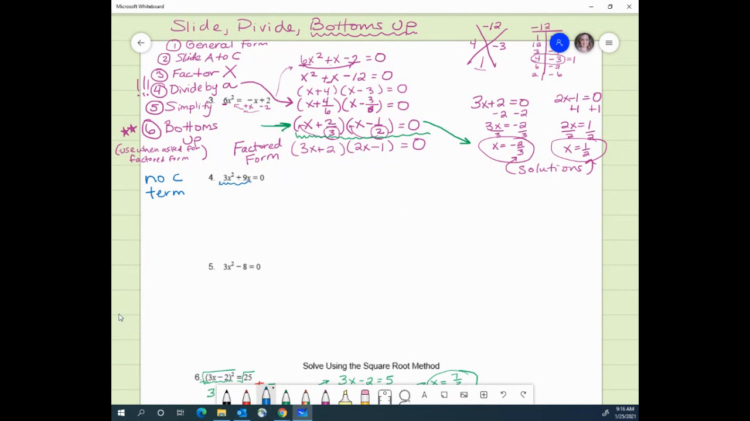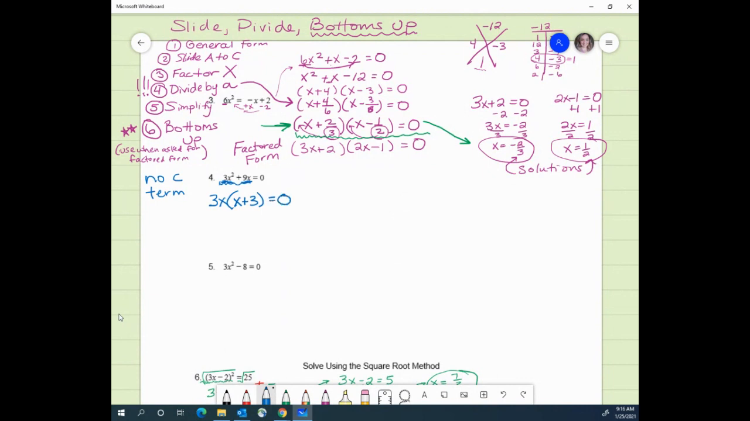So we're going to factor it a little bit differently. We don't have to do the X method. We don't have to do the slide and divide. We can actually just factor what these two terms have in common. So we can factor out a 3 because we can take out a 3 from the 3 and the 9. And they both have an X in common. So if I take out a 3x, I'm left with x plus 3 equals 0.